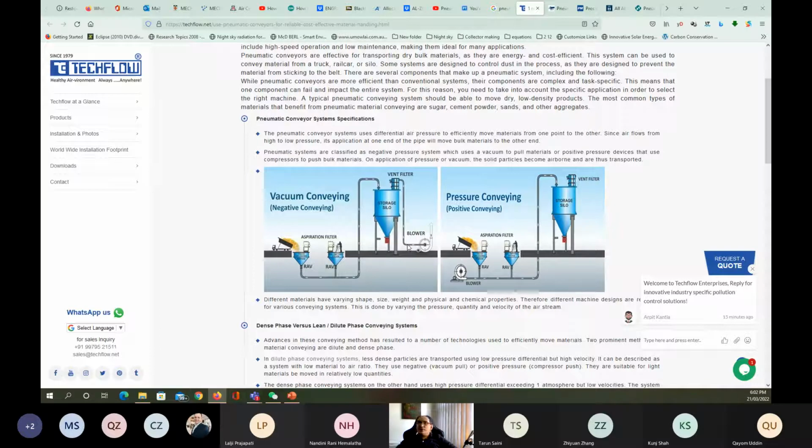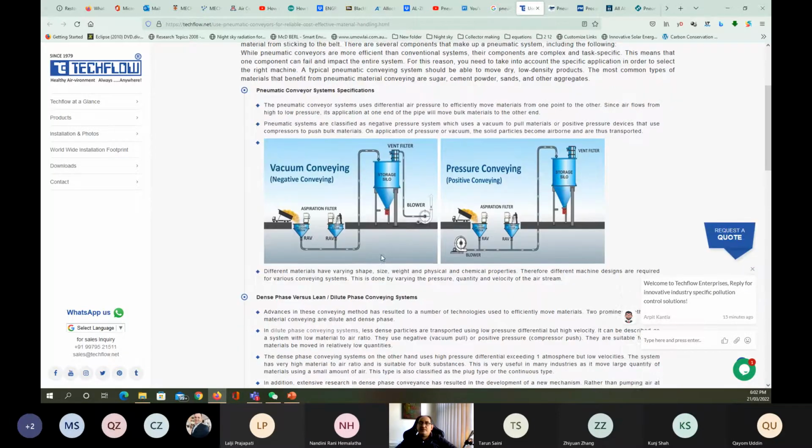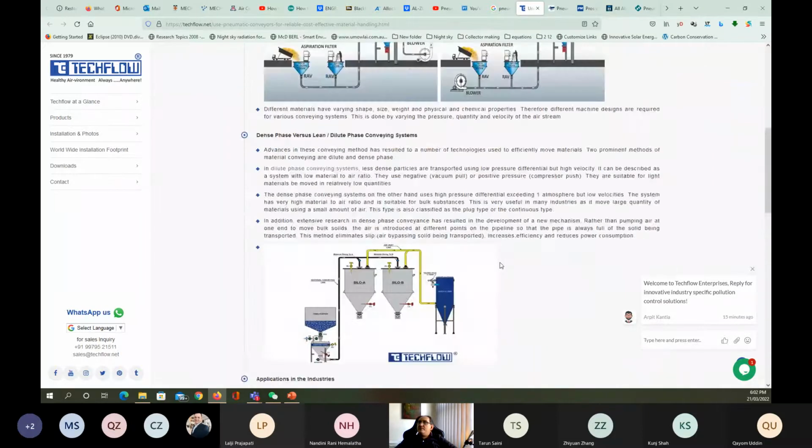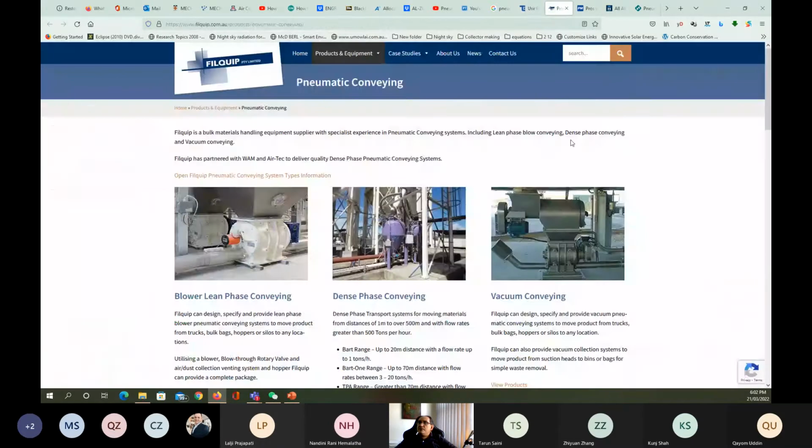And for the other one, we're going to use the blower. Once again, just like the vacuum cleaner, we're going to need the filter to separate the air from the material. This will be another material to be shared with you soon, with multiple examples about the equipment we need for the pneumatic conveyor.